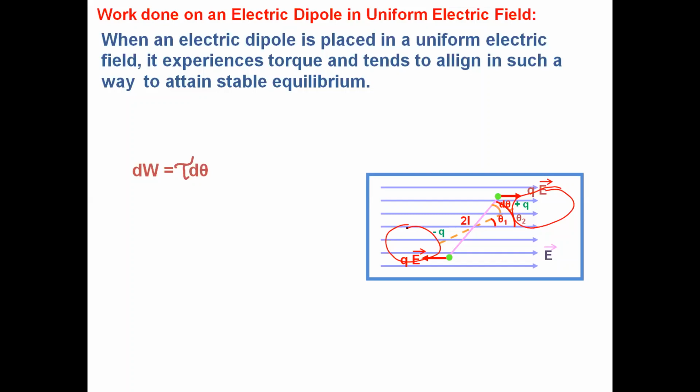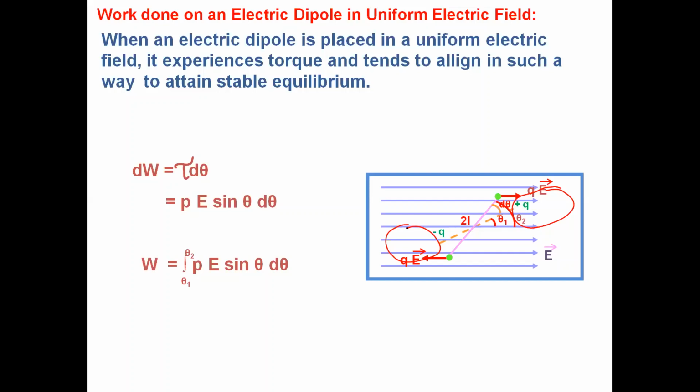In one of our previous videos, we discussed what is the value of torque acting on an electric dipole placed inside a uniform field, right? It is nothing but pE sine theta. So in place of torque, we can substitute the value pE sine theta. So the expression for dW becomes dW equal to pE sine theta d theta. In order to get the total work done, we can do the integration of this, right? So W will be equal to the integral. The limits of integration will be theta 1 to theta 2.